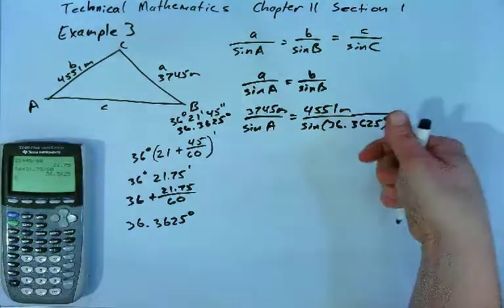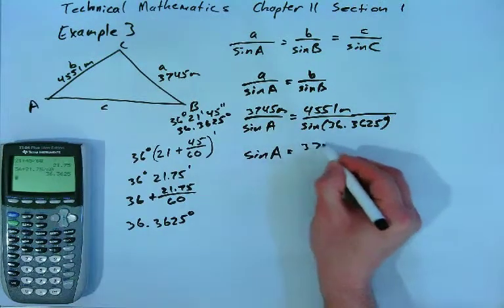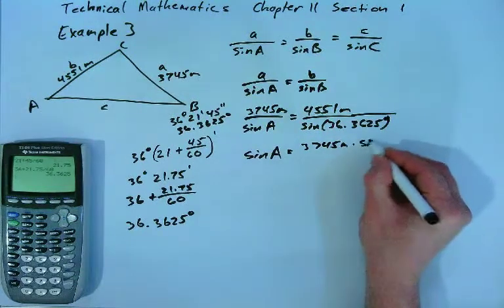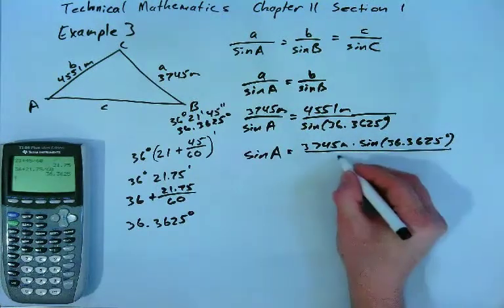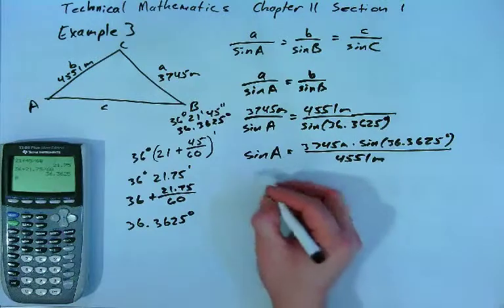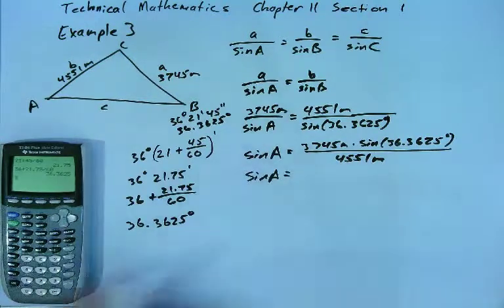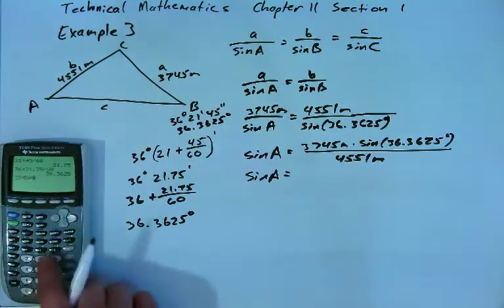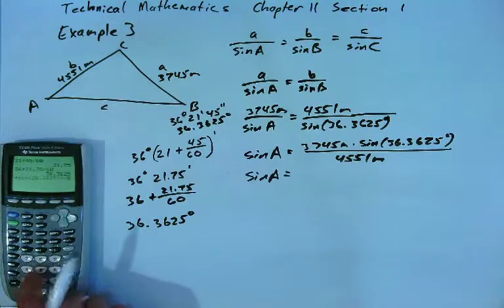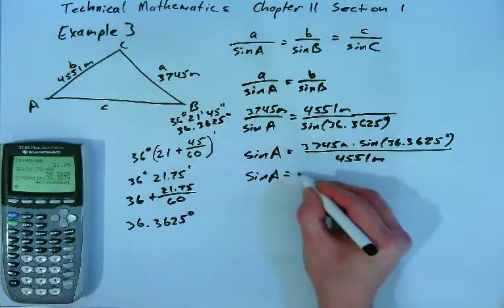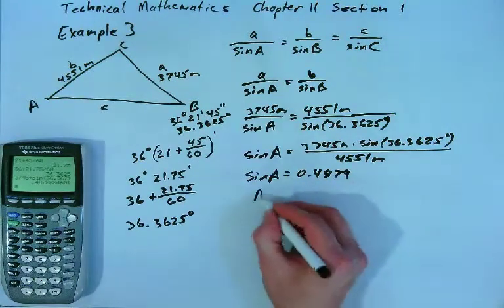We'll multiply both sides by the reciprocal of this fraction, and we're going to get sine A is equal to 3745 meters times the sine of 36.3625 degrees divided by 4551 meters. And so we'll go ahead and work this part out, and then we'll take the inverse sine. So the sine of A will be equal to, we have 3745 times the sine of 36.3625, close parentheses, divided by 4551. And we have the sine of A is equal to 0.4879.